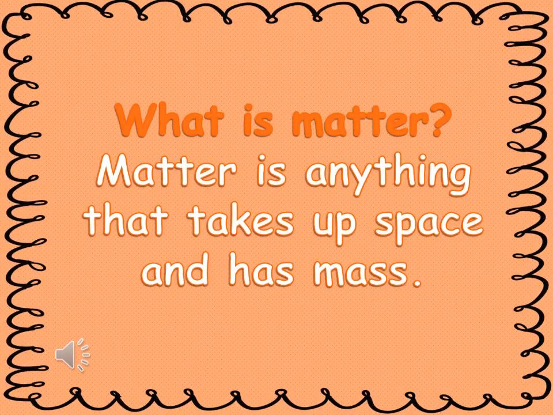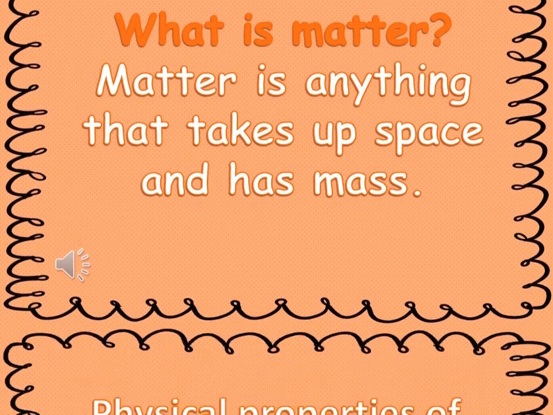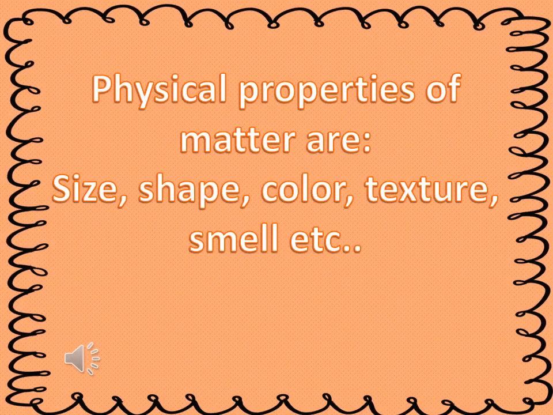Before we start the lesson, let me remind you what matter is. Matter is anything that takes up space and has mass. In the previous chapter, we learned about the properties of matter. You describe something about an object by using your senses, like the size of an object, shape of an object, color, texture, or smell, etc. These are also called physical properties.